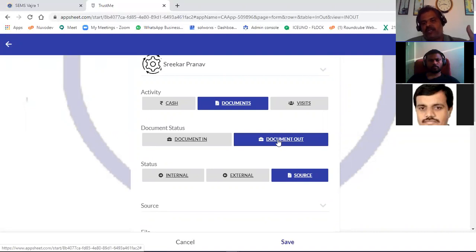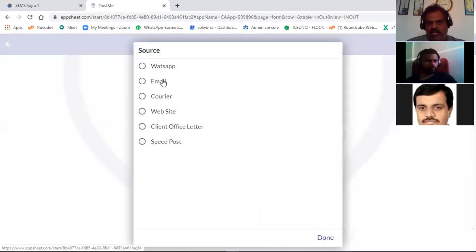Similarly, there are documents that are going out, like a report that was filed by the CA, which they might have to dispatch. So how have they dispatched? Again, the same thing. They have dispatched by email, WhatsApp, and all those details are noted.